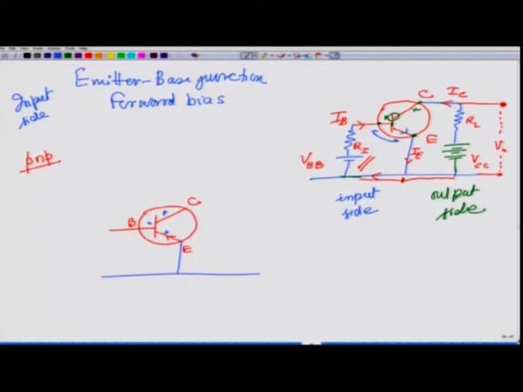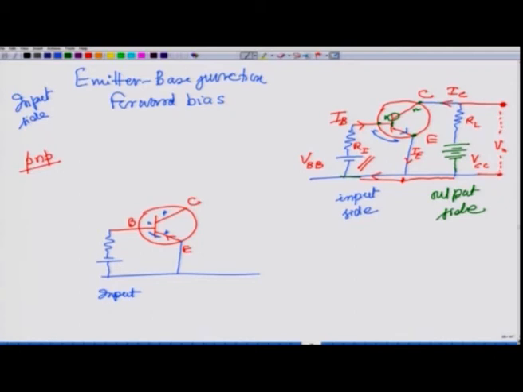So, emitter and base, this is the input side. First let us talk of the input side. Here you have the junction between emitter and the base, this PN junction, which should be forward biased. So that N side should be connected to the negative of the battery, and this P side should be connected to the positive of the battery. So it will go like this.